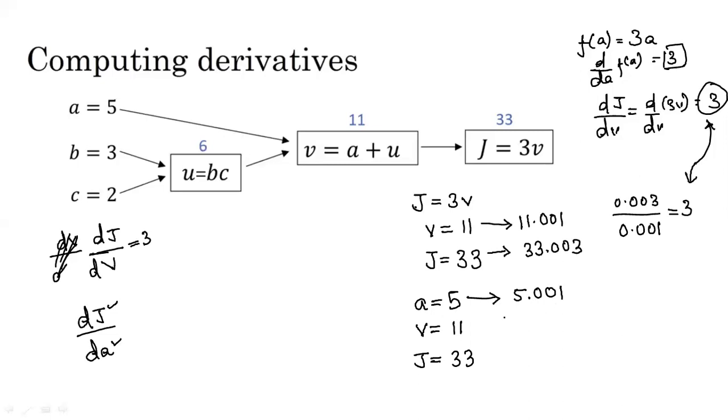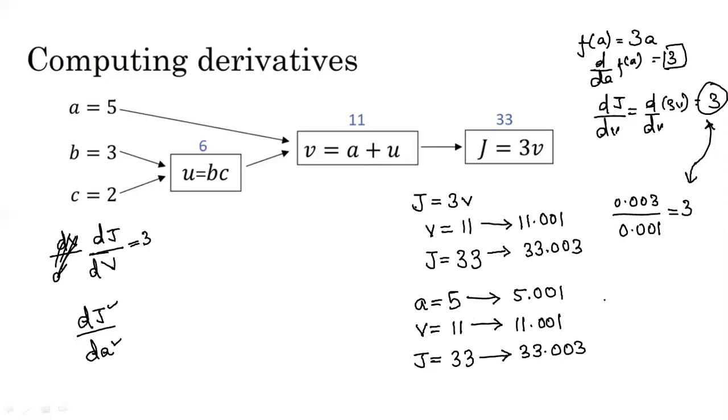So the value of a now becomes 5.001, and the value of v will then become, suppose we are incrementing it to 5.001. So here the value of u is constant as it is, that is 6. So 5.001 plus 6, that will be 11.001. Okay, and if the value of v is 11.001, then the value of j will be 33.003.